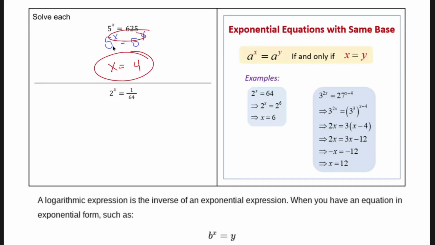5 to the 4th is 625. Easy peasy. What do I do here? We'll try to do the same exact thing. I'm going to rewrite 1 over 64 as 1 over 2 to the 6th. But I'm still not in my same base territory. It's got to be on the same level playing field. What I could do is rewrite 1 over 2 to the 6th as 2 to the negative 6. Now I have the same base on the same level, and x is going to equal negative 6.